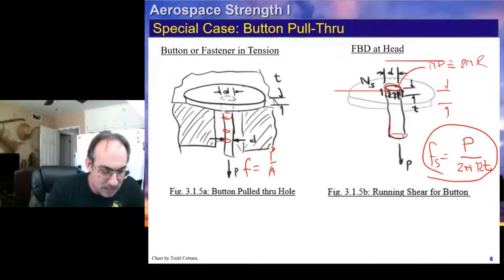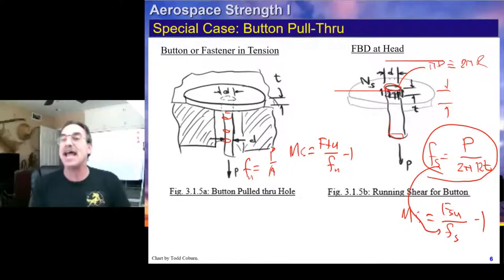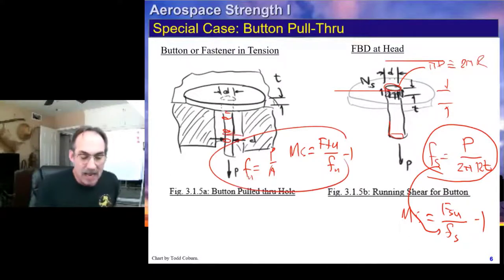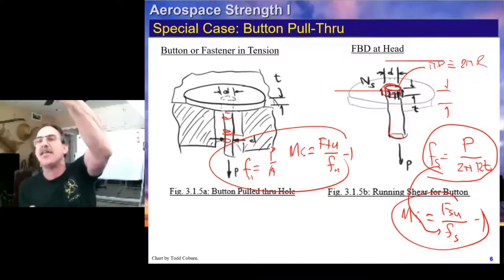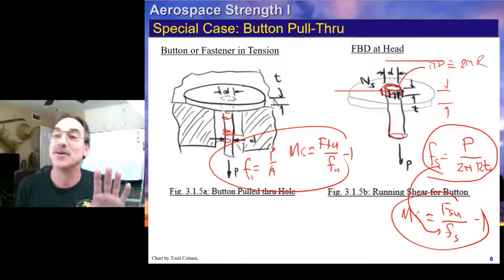So first of all, this thing has to be good for normal stress. We could write a margin of safety of FTU divided by that normal stress, P over A, minus 1. And then we could write a margin of safety for FSU divided by the shear stress, minus 1. You see that? If this one fails, that means it ripped off here. And if this one up here fails, then that means it ripped right out of the head. You got it? Is that cool?